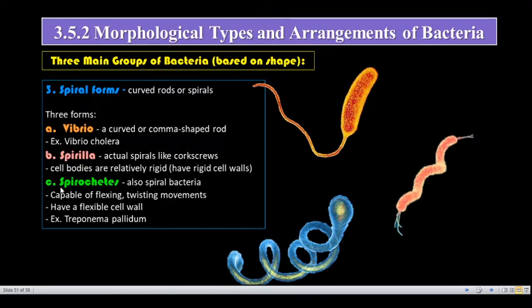On the other hand, you also have your spirochetae, okay? Or spirochetes, kung ano yung gusto mong pronunciation niya. Now, they are also spiral, pero ang pinagkaiba nilang dalawa, your spirochetes are actually capable of flexing or twisting movements because they have a flexible cell wall. Okay, so you differentiate. Usually, class, mas curly yung spirochete compared to your spirilla. One example of your spirochete is the Treponema pallidum. Your Treponema pallidum causes the STD or sexually transmitted disease called syphilis.